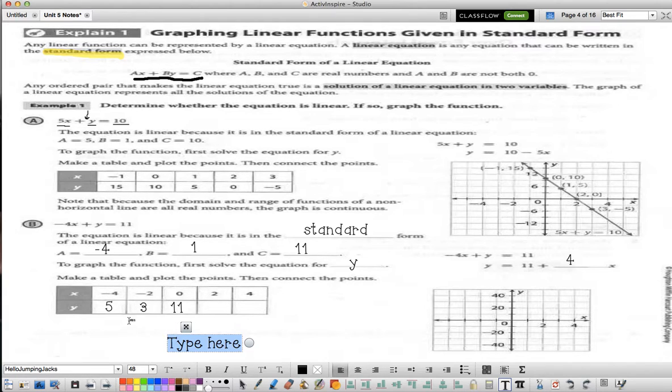I'm sorry, I think I messed up some math here, so this should be -5. I knew something didn't sound right about that. All right, so -4 times 4 is 16, plus 11 would keep us in the -5s. And I apologize to those of you who caught that before me. So 4 times 2 is 8, plus 11 is 19.